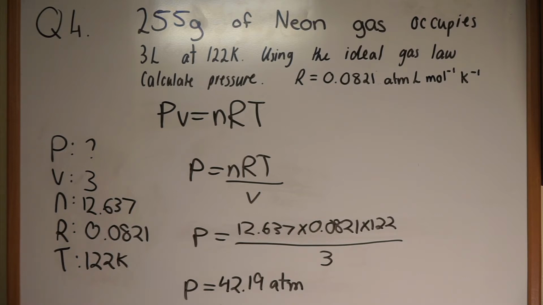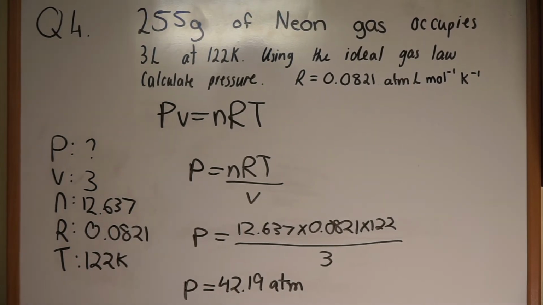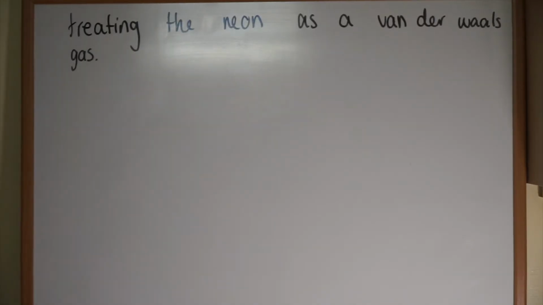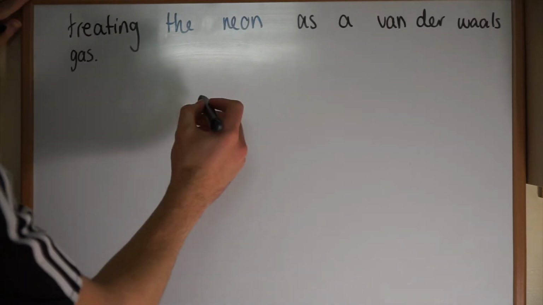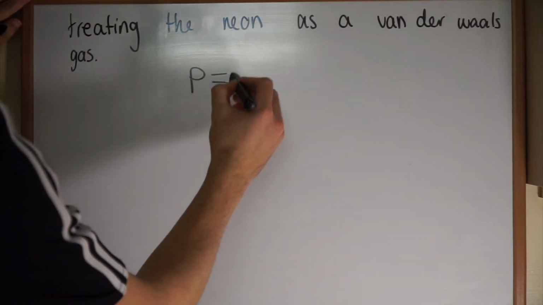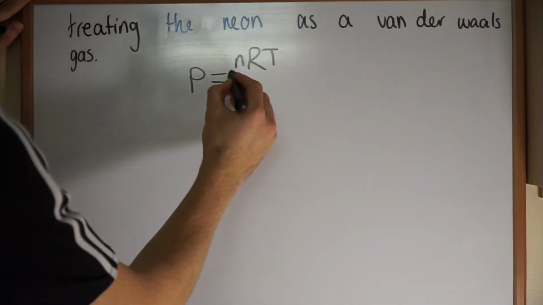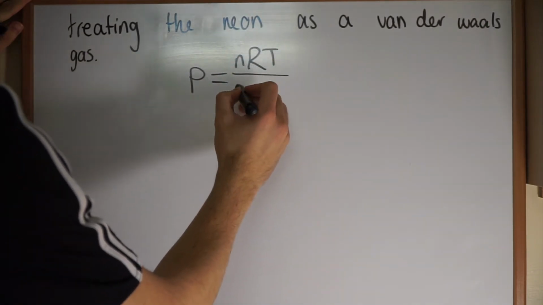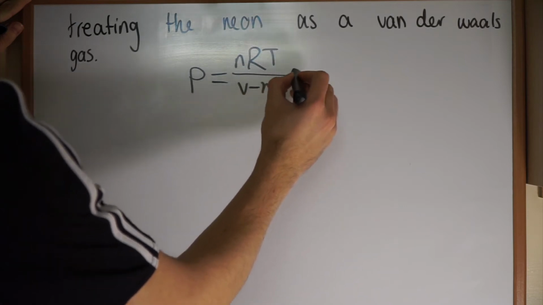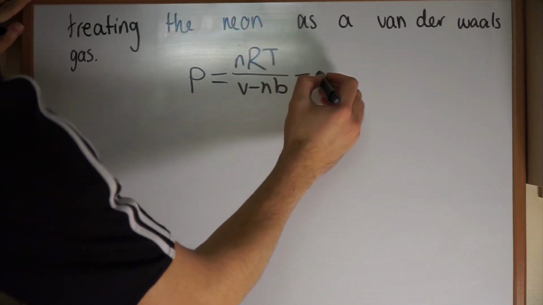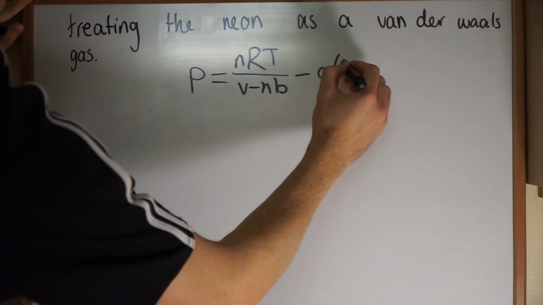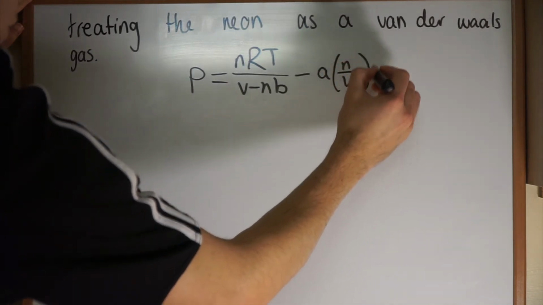Now for the second part of this question, we will be treating the gas as a Van der Waals gas, and this will require a different formula. So first of all we need to write down the Van der Waals equation, which is P equals nRT all divided by V minus nb, minus a times n divided by V all squared.